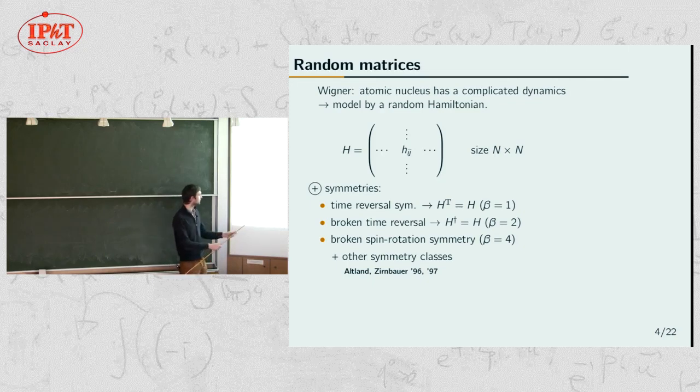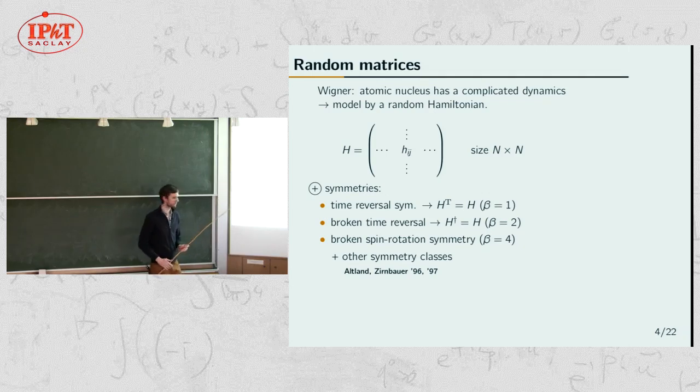And it basically counts the number of independent real components you have per matrix element. So, for example, if beta equals 1, it's a real matrix, so one component. Beta equals 2, it's complex, so 2. And beta equals 4, it's quaternionic matrices, so 4. So that was our three original symmetry classes.